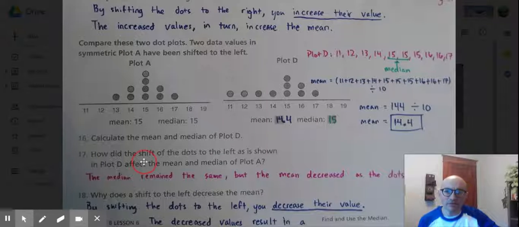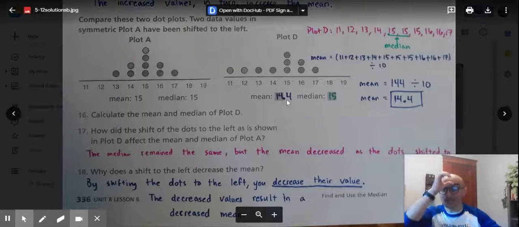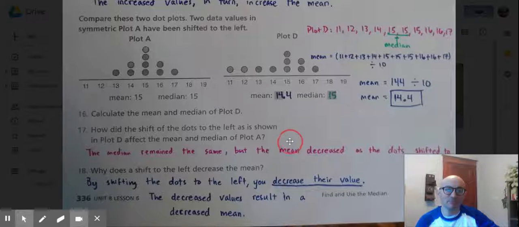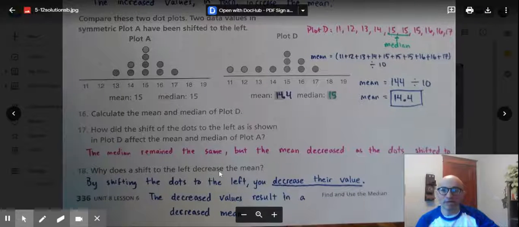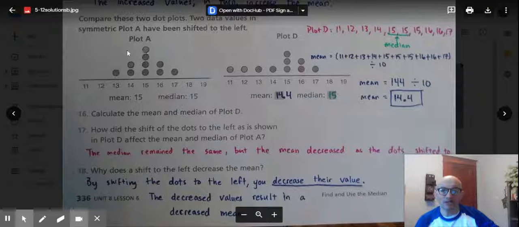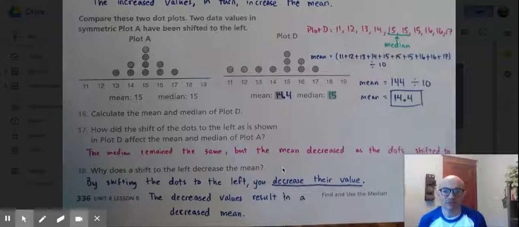Okay, so how did the shift of the dots affect the mean and the median of plot A? Well, let's see. I went from 15 to 14.4 for my means, and my medians remain the same. So I can write the median remained the same, but the mean decreased in value. Why does a shift to the left decrease the value? Well, as I went from values at 15 to values at 11, my values decreased. And since the mean is made up of the data set, if the data set decreases in value, then the mean will decrease in value.